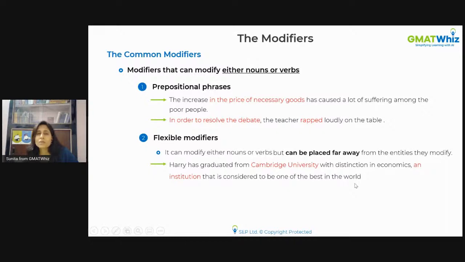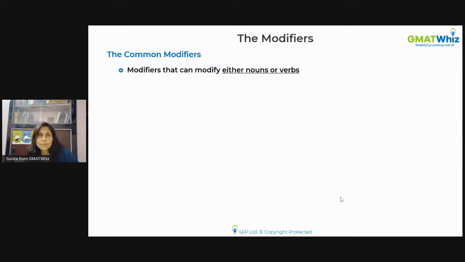Now, this clause, an institution, a noun plus the clause that is modifying the noun institution, is referring to, you can see, Cambridge University. And it is modifying Cambridge University from afar. All right, so this is a flexible modifier here. An institution that is considered to be one of the best in the world is a flexible modifier, modifying the noun Cambridge University. We'll talk more about it. So for now, just hold on to that thought.